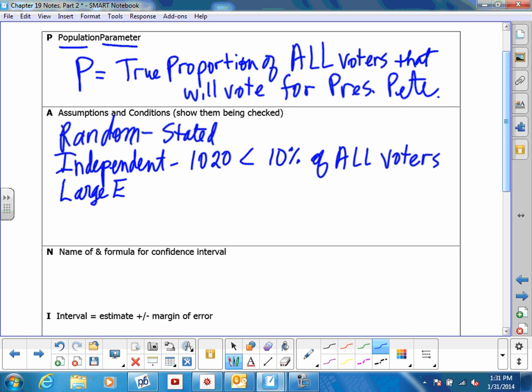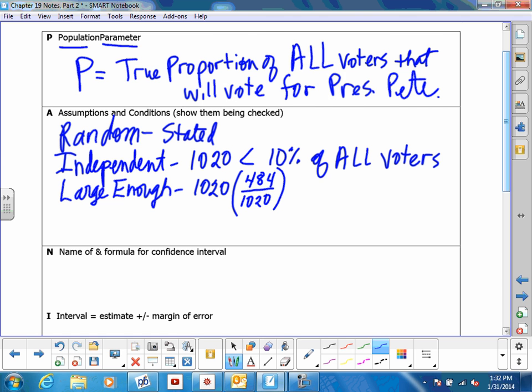So our last one is large enough. And since for the next 4 chapters we are doing proportions, then our way to do this is np and nq are greater than or equal to 10. Now, let me show you something here, because you might miss this. So, watch this. If I write the p-hat as a fraction for a second, 484 out of 1,020 is the ones that voted for presidential Pete.